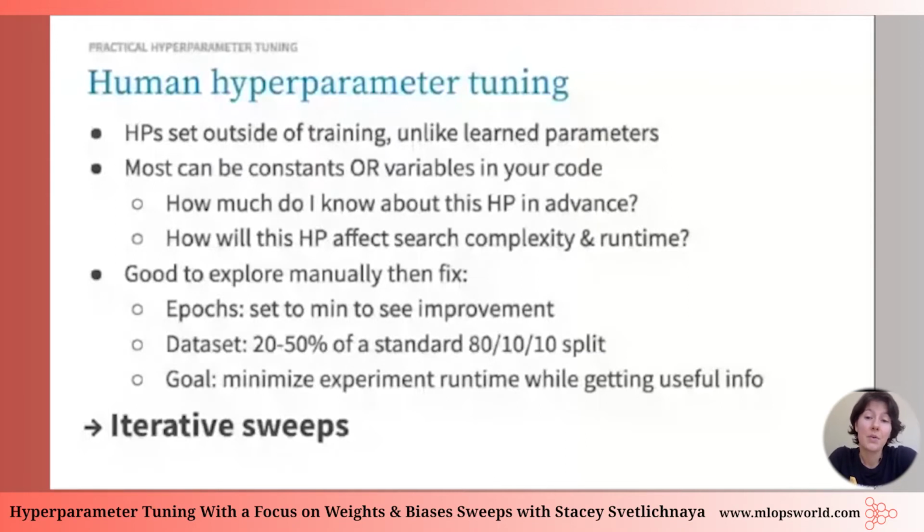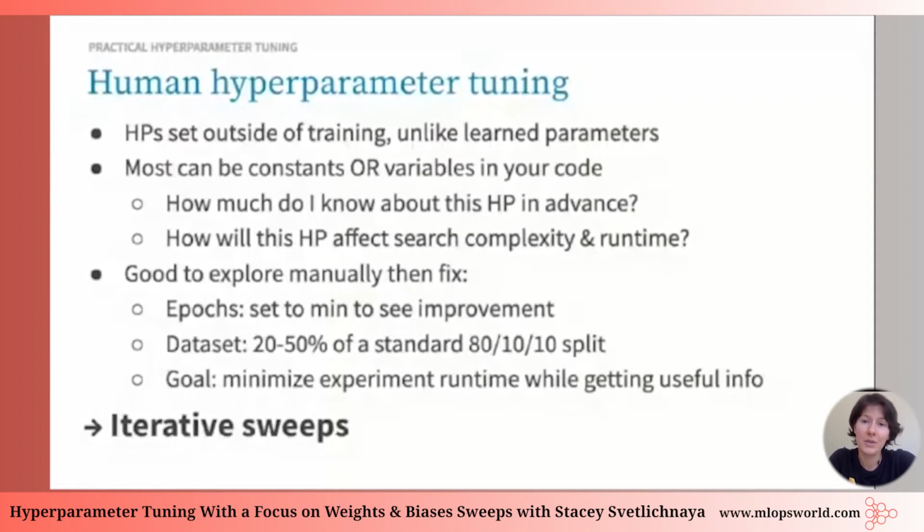And as you decide whether to fix a certain hyperparameter and keep it constant in your code or vary it and explore it, you might think about how much you know about this hyperparameter in advance, and how this hyperparameter will affect the overall runtime and complexity of your search. Epochs is an easy one because it's well understood. When I'm running repeated experiments, I generally want to set this high enough to see definite improvement, but not so high that I'm wasting time on a very slowly converging curve. I usually go for about 10 epochs if I can get away with it, as long as I can see the loss decrease and start to asymptote. Seeing improvement in validation loss is especially important to make sure that I'm not just memorizing the training data.